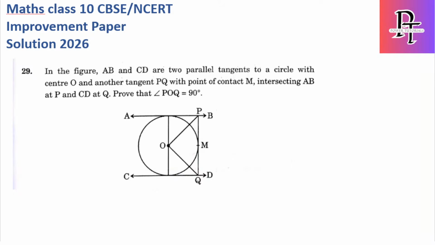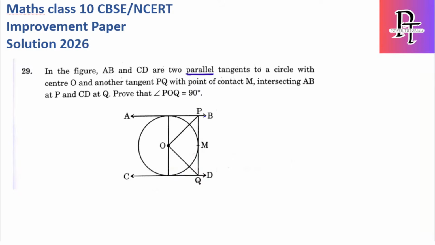So let's see the 29th question. In the given figure, AB and CD are two parallel tangents to a circle with center O, another tangent PQ with point of contact M intersecting AB at P and CD at Q. Okay, so if you notice here we have a circle, AB and CD are parallel tangents. They clearly mentioned parallel tangents. Center is O and another tangent PQ is present, which is touching.